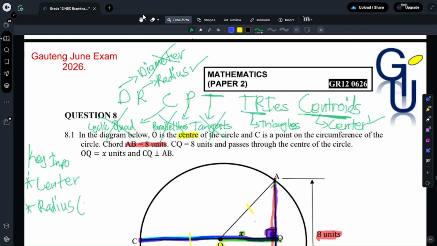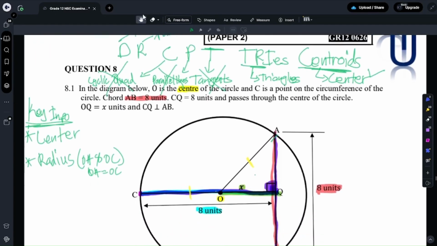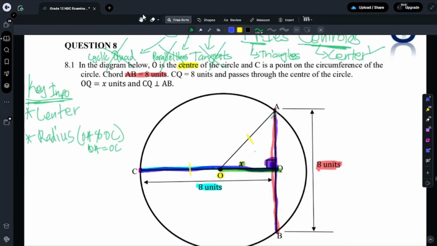or you can just say OA and OC, and that OA is equal to OC. And what else have we got? We've got a right angled triangle. So we've got triangle OAQ, or however you can name it. And this is your right angled triangle, meaning that you can apply the theorem of Pythagoras.